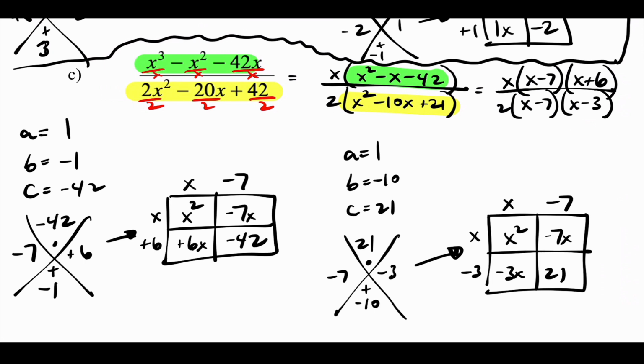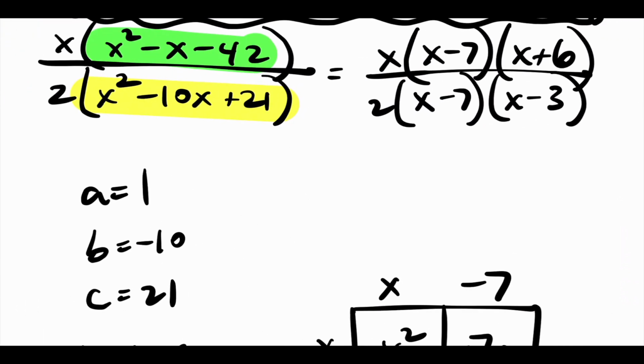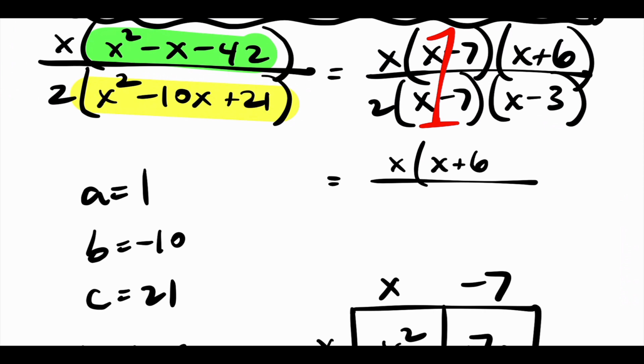Okay, so now I'm ready for step 2. I can't do step 2 until I finish step 1. So now I have an x minus 7 and an x minus 7. And that's about it. So on top, I have x and x plus 6 and 2 and x minus 3.